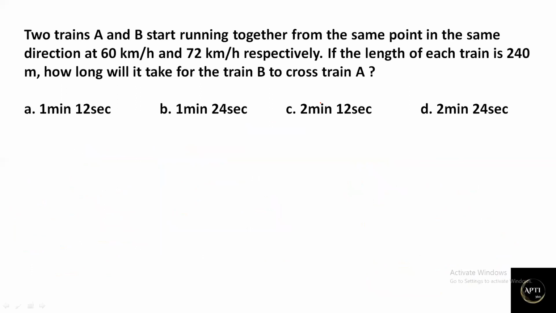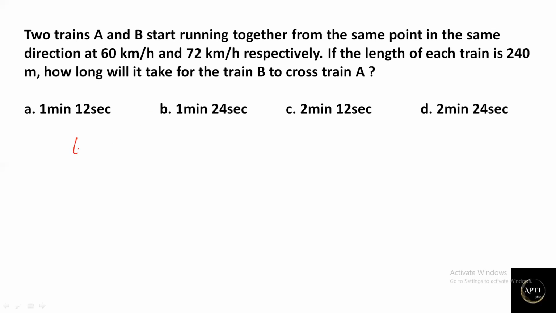Two trains A and B start running together from the same point in the same direction at 60 km per hour and 72 km per hour respectively. If the length of each train is 240, it means two trains are running together from the same point in the same direction, and the length of each train is 240 meters, so both train lengths are the same. How much time will it take to cross the other one?